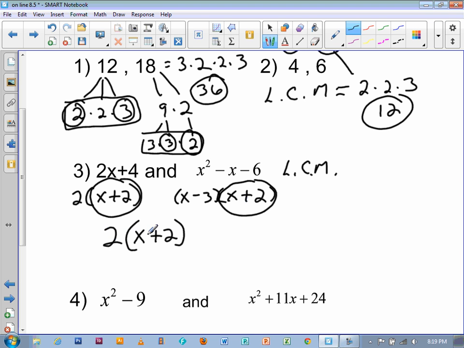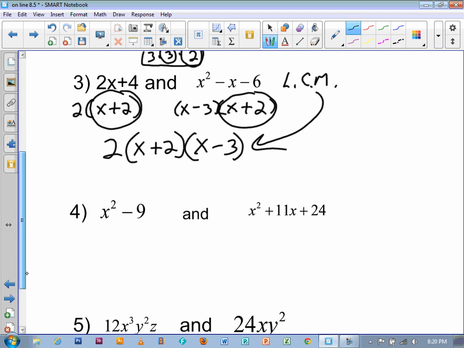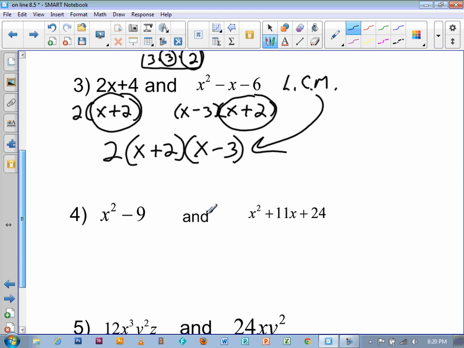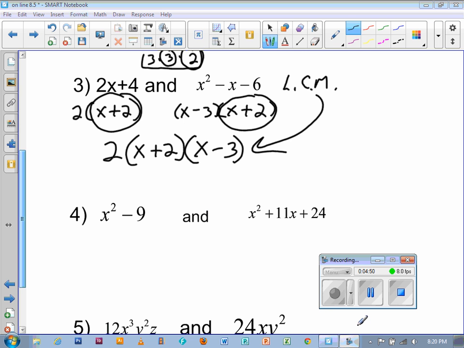Bring down the 2 and the x minus 3. And that's as simple as it can be. That is your least common multiple, or we refer to that as the least common denominator when we add and subtract fractions, which Pearson will walk you through. Now, what I want you to do, using this as an example, is try number 4 and see if you can come up with the LCM, the least common multiple.